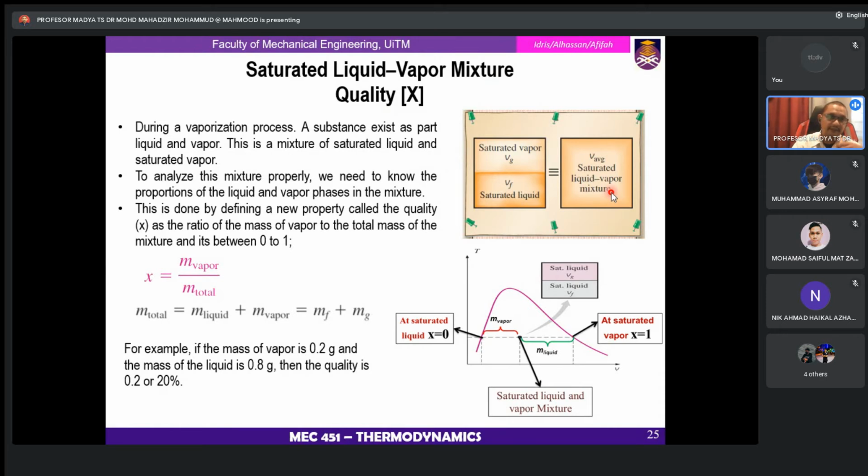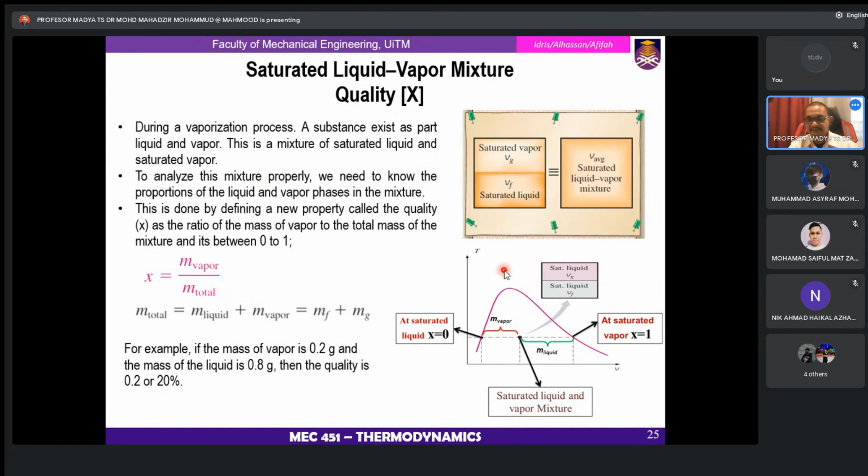They are mixed together and it will become a saturated liquid vapor mixture. To analyze this mixture, or to find these portions of the liquid and vapor phases, what we have to do is define a new property called the quality X. It is the ratio of the mass of vapor to the total mass of the mixture, and it is between 0 and 1. In terms of the mathematical formula, quality X is equal to mass of vapor over mass of total. What does mass of vapor mean?